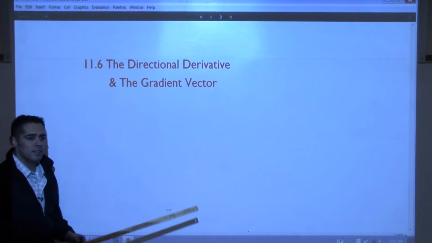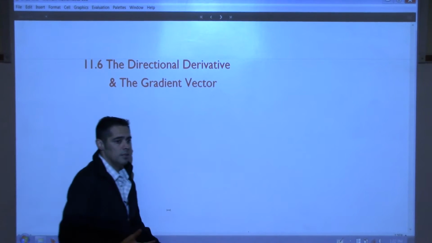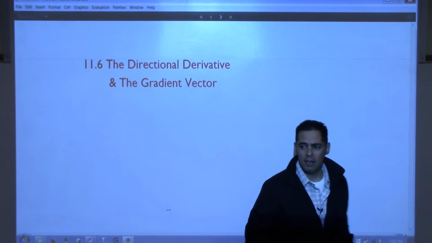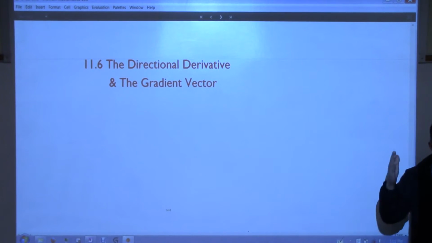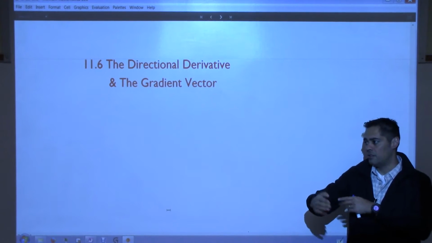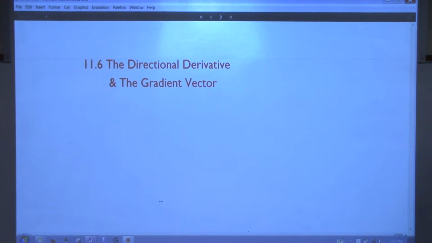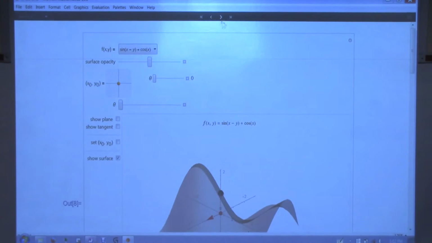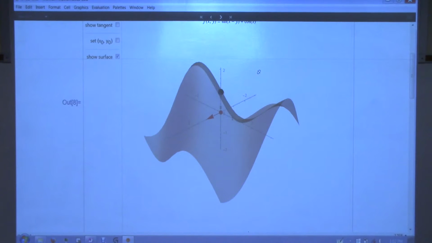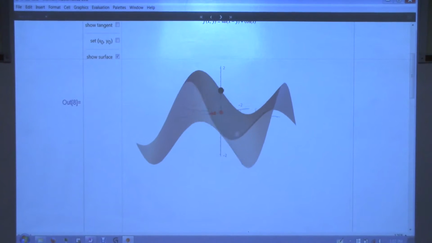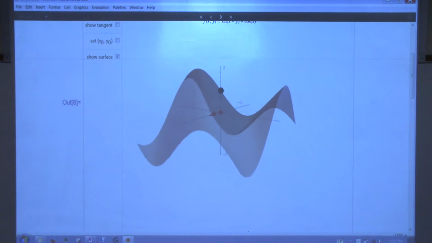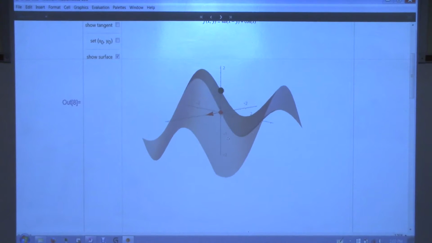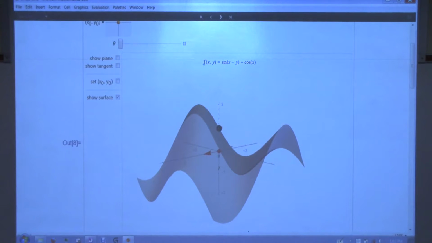The directional derivative is a more general version of what we've already done. It allows us to point in any direction as opposed to just parallel to one of the coordinate axes. So to start, we're going to take a look at this visually first. So let's see how this works out. We recognize this is a surface. Can you all see this surface here? It's actually f of x, y equals sine of x minus y plus cosine x.